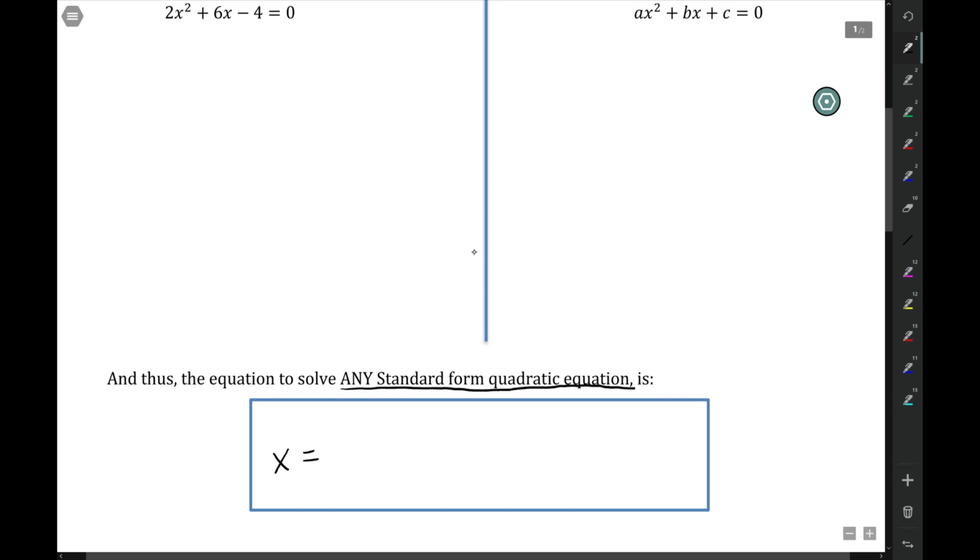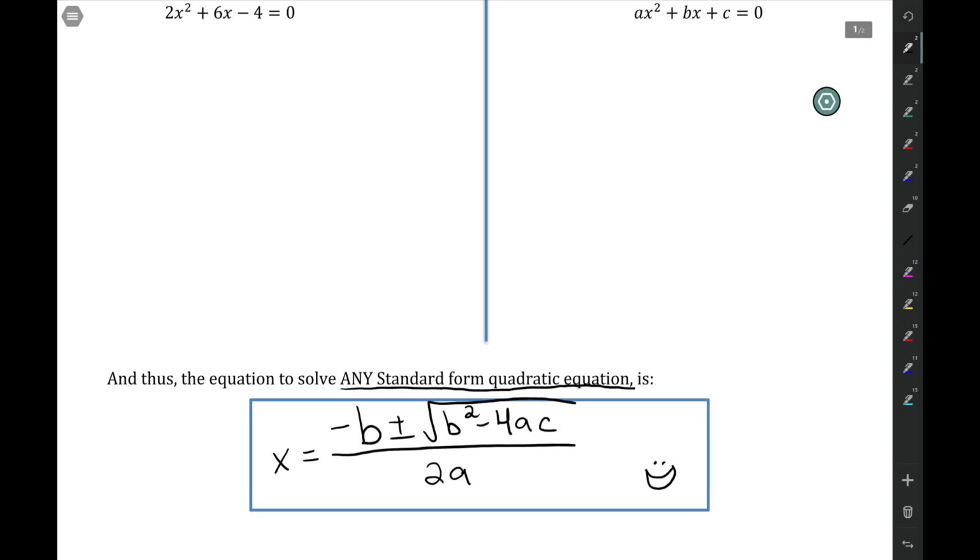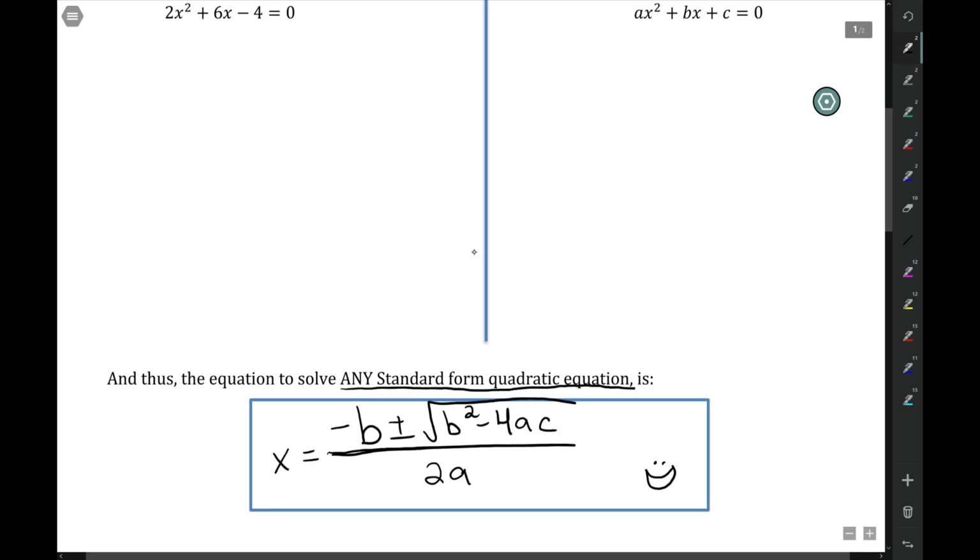X equals, ready, negative b, that's not all, plus or minus square root of b squared minus 4a times c, all over 2a. You're like, what? Okay, it really is not that bad. I won't ask you to memorize it just yet, but we'll be using it many, many times. There's also little videos online if you want to check those out, helping people remember negative b plus or minus square root b squared minus 4ac all over 2a. That is the quadratic formula.